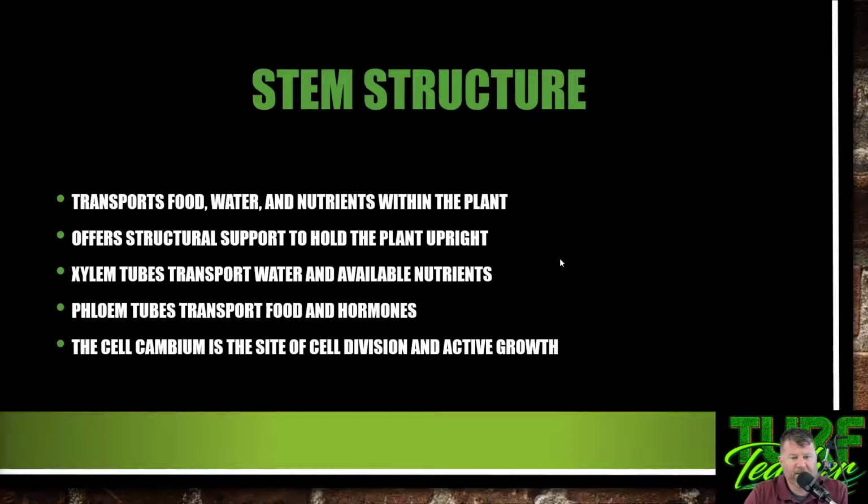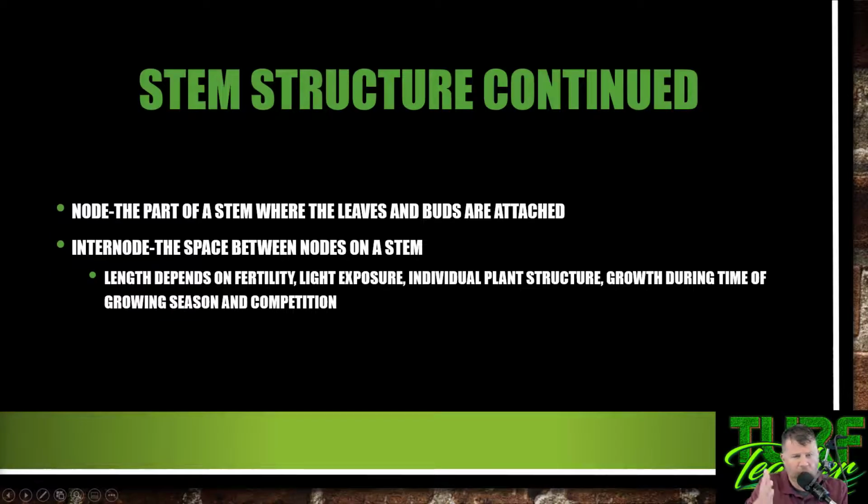But the cambium is the site of the cell division and active growth. And we just saw that in that picture before of the cambium, and that's where all of your cell division is going to happen, and the plant is actually growing in that part. You can see those rings grow. The node is the part of the stem where the leaves and the buds are attached, and then your internode is the space between the nodes on a stem.